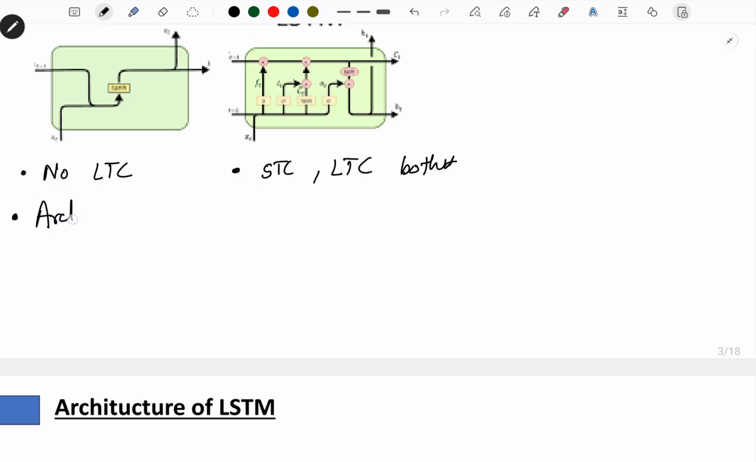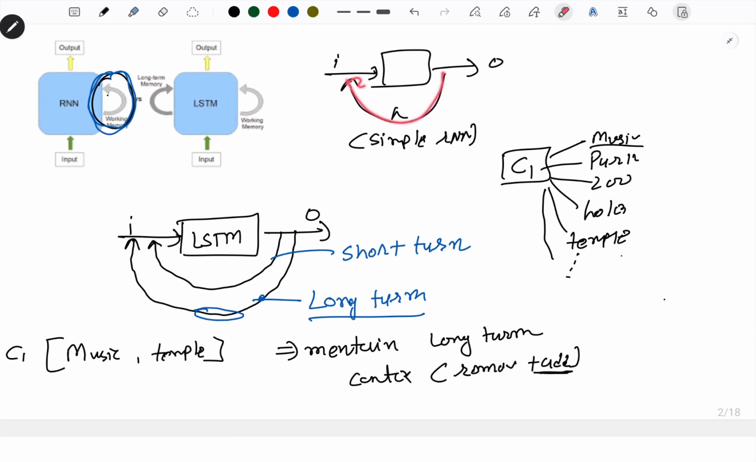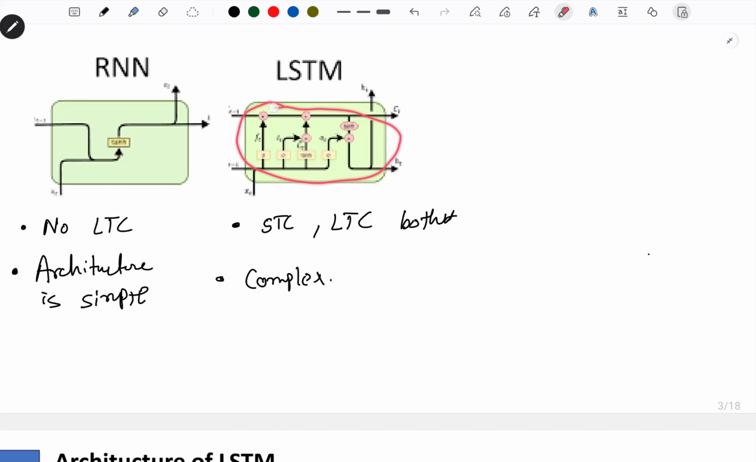Second thing is architecture. Architecture is simple in RNN, like shown in this particular picture. We only have one neural network with the tanh activation function, whereas in LSTM we have a complex architecture containing many neural network operations, activation functions, and pointwise operations. In RNN we only have one channel, whereas in LSTM we have two channels, one short term and one long term, and we also have to establish communication between these two channels so they can communicate, adding and removing information from the long term and short term context. So the architecture needed for this work will be a bit complex. Simple things do simple work, complex architecture does complex work. That's why the architecture of the LSTM is also complex.